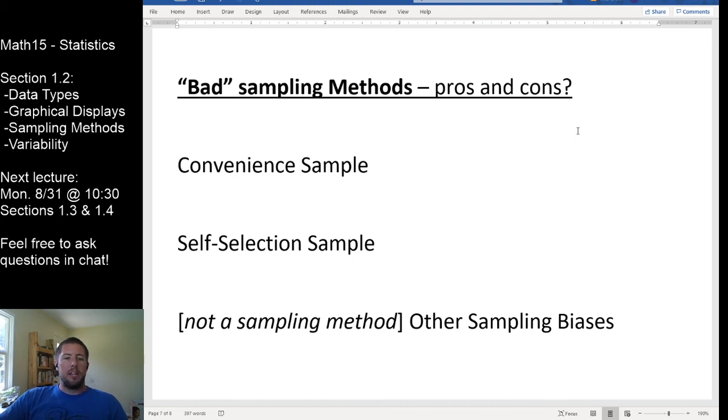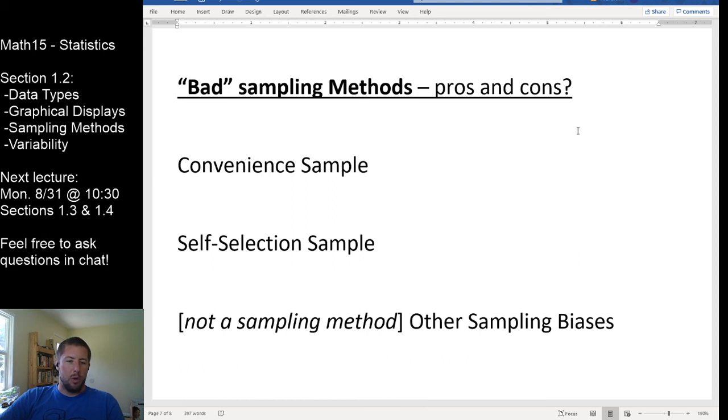Self-selection samples are also very bad. I always feel very obligated to mention these when I teach this course specifically because self-selection samples have become wildly more prevalent with the advent of the internet. I think that the most classic self-selection sample is something like, do you think that Donald Trump is a great president? Yes, no, maybe. The only people that are going to respond to that poll are the 5% of people that love Donald Trump the most and the 5% of people that hate Donald Trump the most.